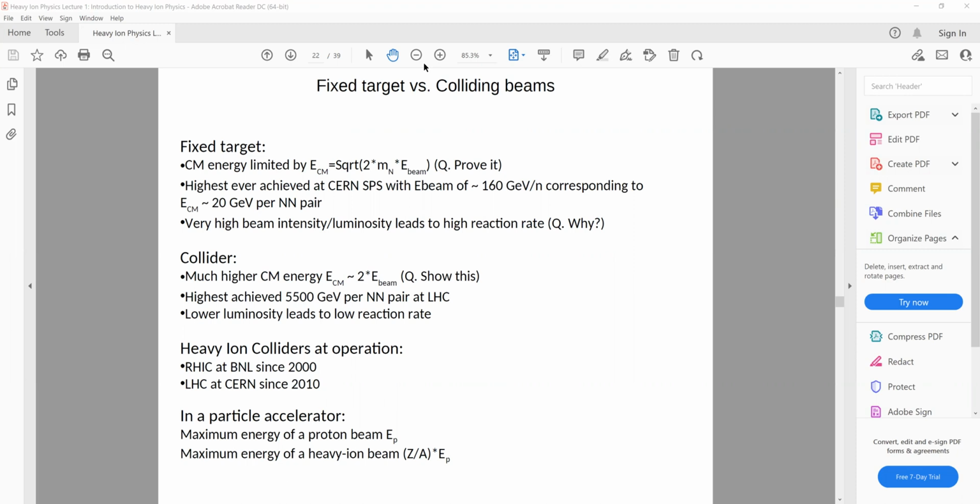But when it comes to the lead-lead heavy ion collision, the maximum energy for this lead beam was not 450 or 400 GeV, it was 158 GeV. If you put 450 and, instead of Z and A, you put 82 by 208, you will see you get similar values.